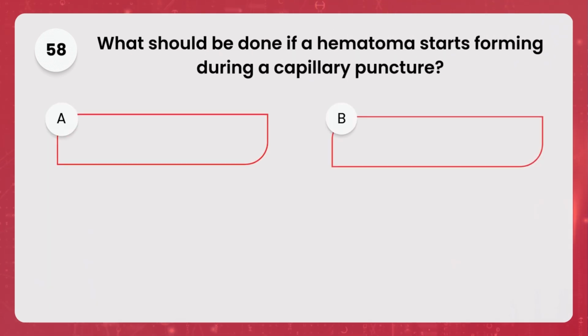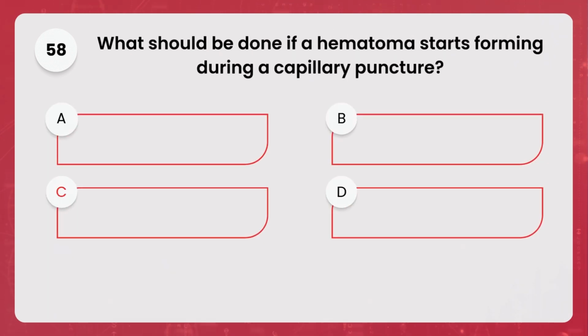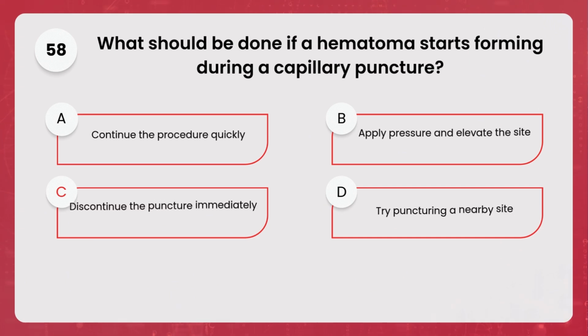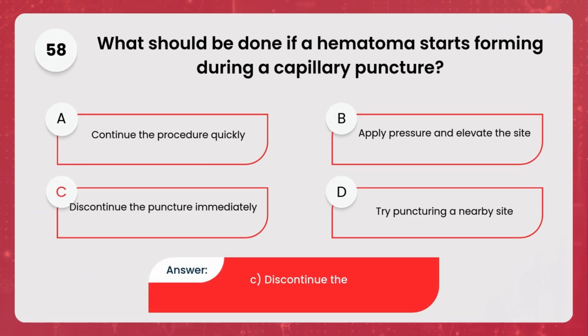What should be done if a hematoma starts forming during a capillary puncture? A. Continue the procedure quickly. B. Apply pressure and elevate the site. C. Discontinue the puncture immediately. Or D. Try puncturing a nearby site. The answer is C. Discontinue the puncture immediately.